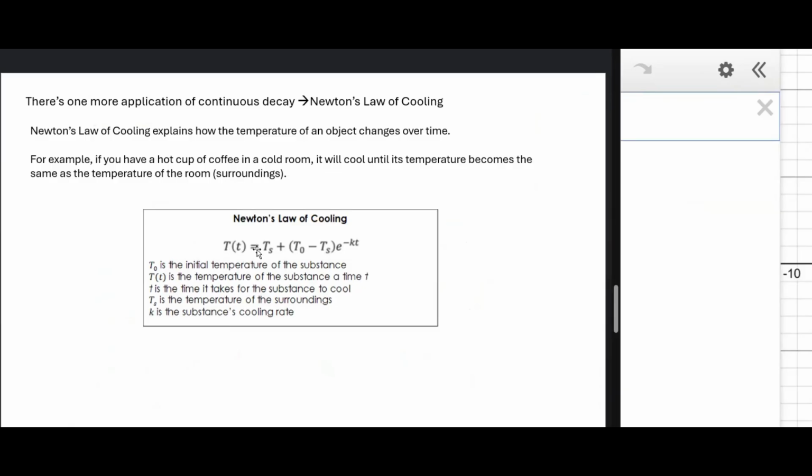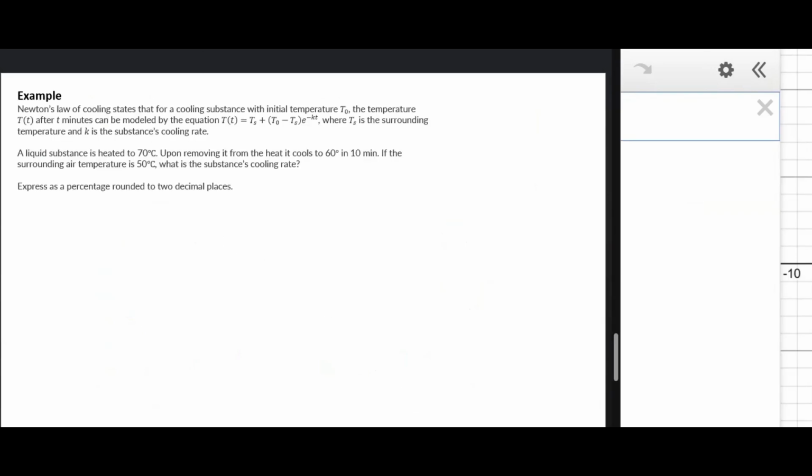So this equation right here is going to help us figure out how long that's going to take. And let's go ahead and look at an example using this equation. Newton's law of cooling states that for a cooling substance with an initial temperature of T naught, the temperature T of t after t minutes can be modeled by the equation T of t equals Ts plus (T naught minus Ts) e to the negative kt, where Ts is the surrounding temperature.